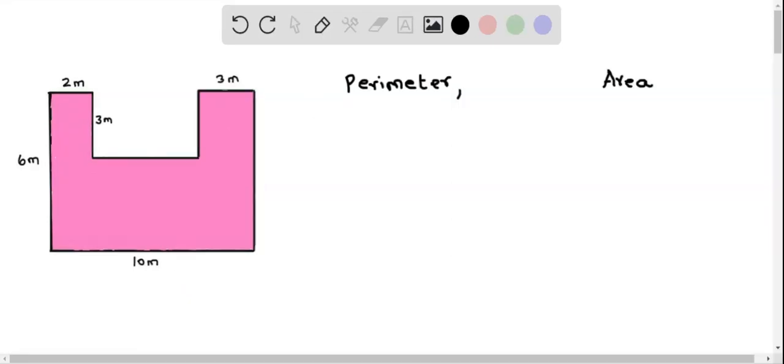Let's determine the perimeter and the area of this shaded figure. So first, let's determine the perimeter. To find the perimeter, we should have all the measurements of the side lengths when we go around this figure.